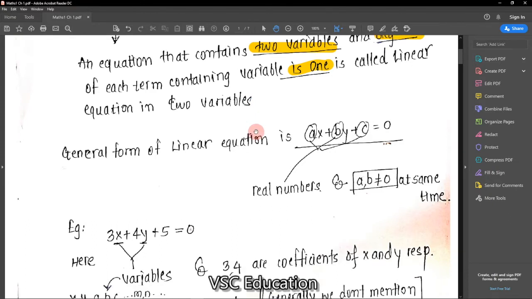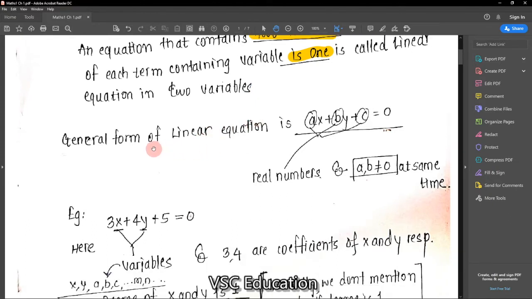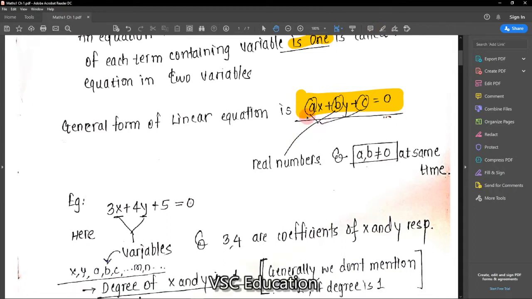Then for that linear equation, the general form is ax plus by plus c is equal to 0. Okay, in this equation the real numbers are a, b and c and the variables are x and y. Here a and b are not equal to 0 at the same time.